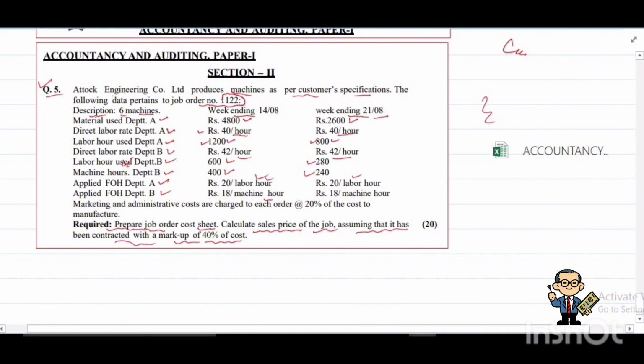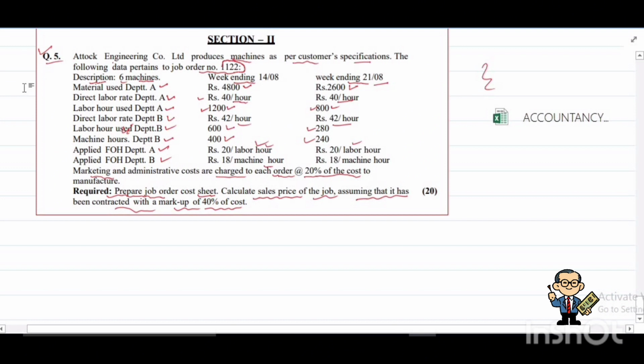Marketing and administrative costs are charged to each order at the rate of 20% of the cost of manufacture. So we'll also include these costs, and after that we will get the total cost. Okay, so let's start from here.